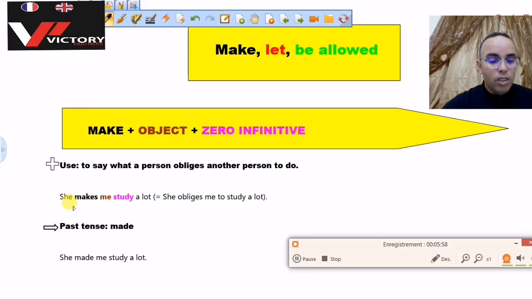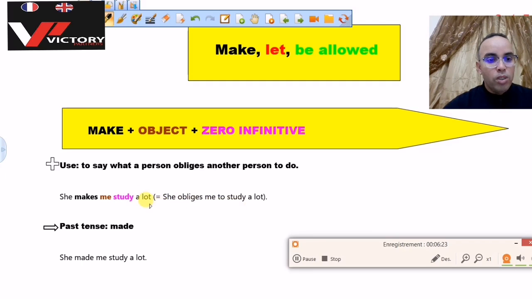So as you can see here, the sentence says, she makes me study. We have here a pronoun that is a subject, she, and the verb make plus an object. So me is an object plus a verb. The verb here is in the infinitive, zero infinitive. The infinitive without to. As you can see here, we don't have to. So this is the form.